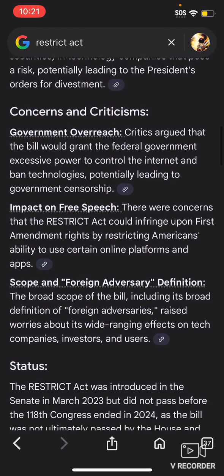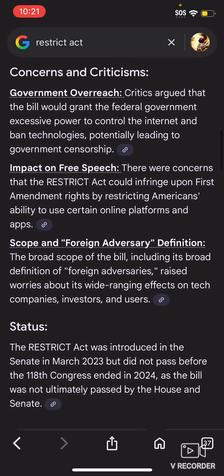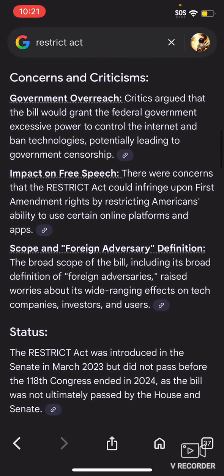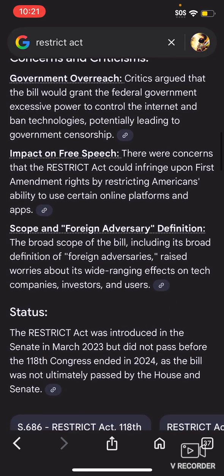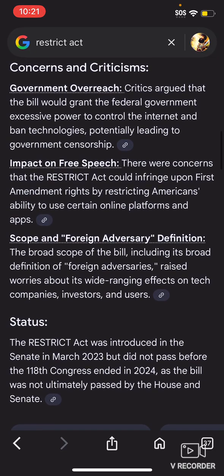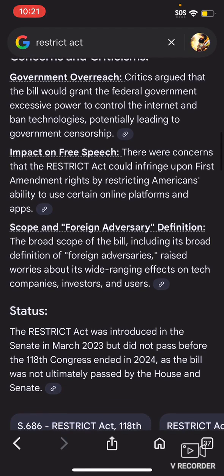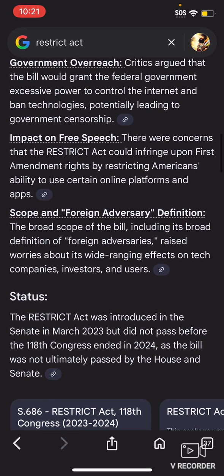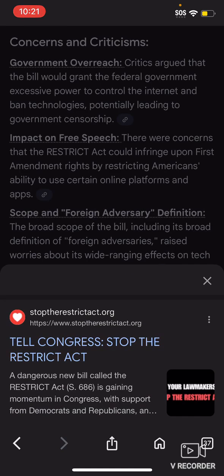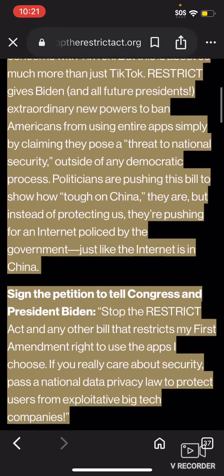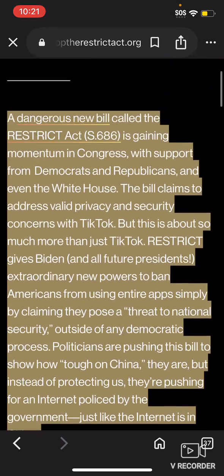It says government overreach, impact on free speech. Here we go. It says there were concerns that the Restrict Act could infringe upon First Amendment rights by restricting Americans' ability to use certain online platforms and apps. All right. Here we go.